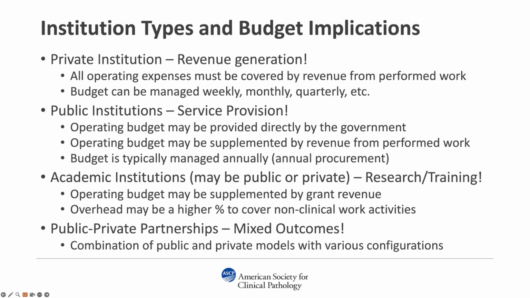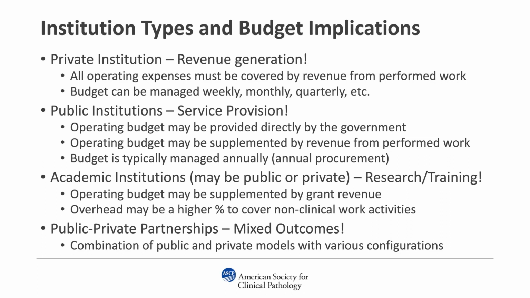Hopefully. Okay. So let's talk about institutional types and the implications for budget. So when we think about a private institution, this is an institution that's devoted to revenue generation, right? The goal of a private institution is primarily to generate income. And that may be for the people who run the lab because they own the lab. It may be someone who owns the lab and has someone else run it for them. It may be a corporation. It may be a network of laboratories, for example. But the whole goal is revenue generation.